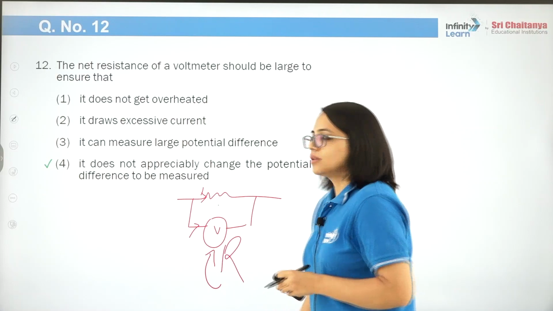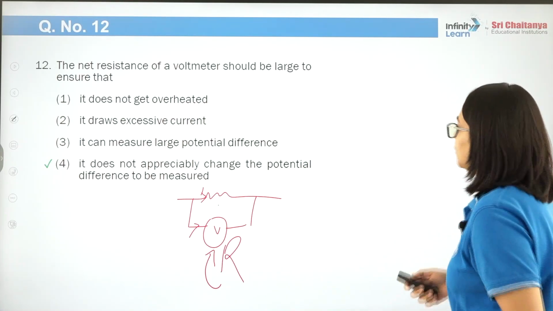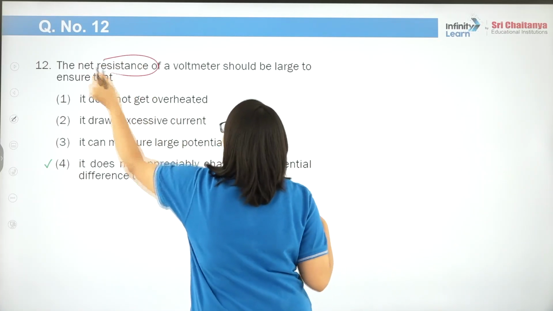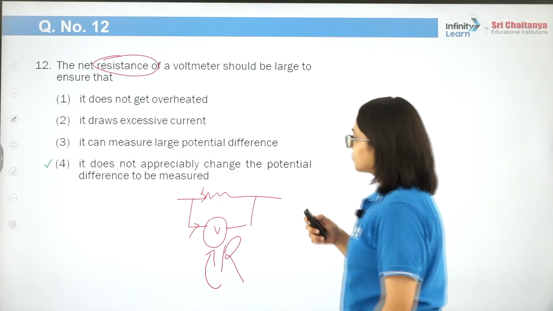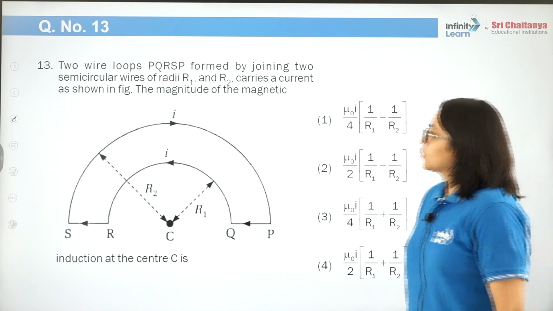I into R will be the reading of this voltmeter, which is close to the actual reading, right? Which will be close to the actual reading if you use the resistance of very high value. So correct answer is option 4. Next is question number 13.